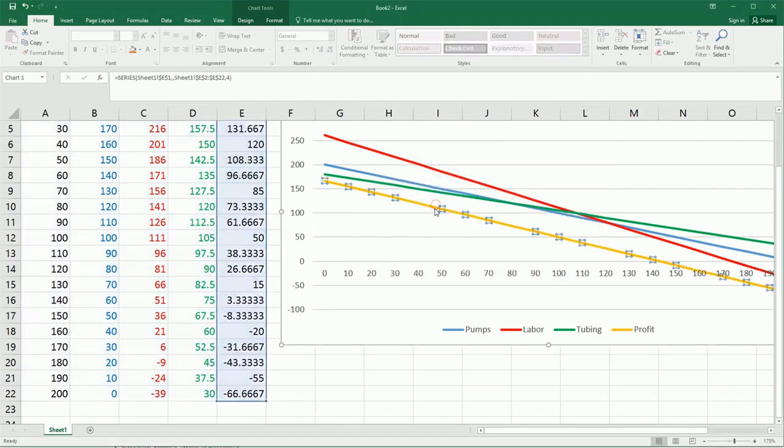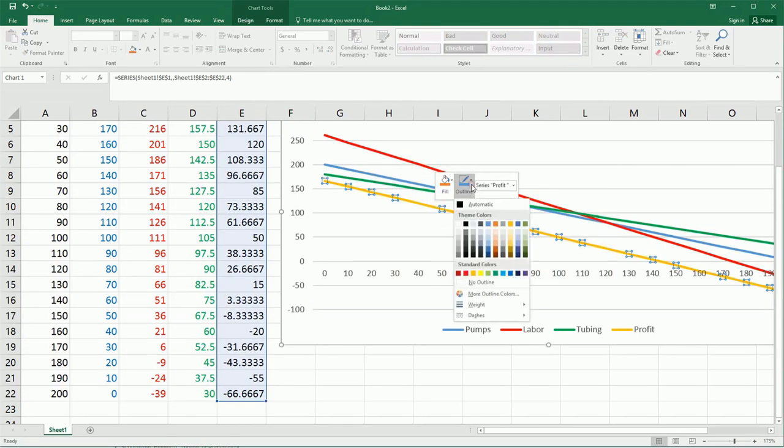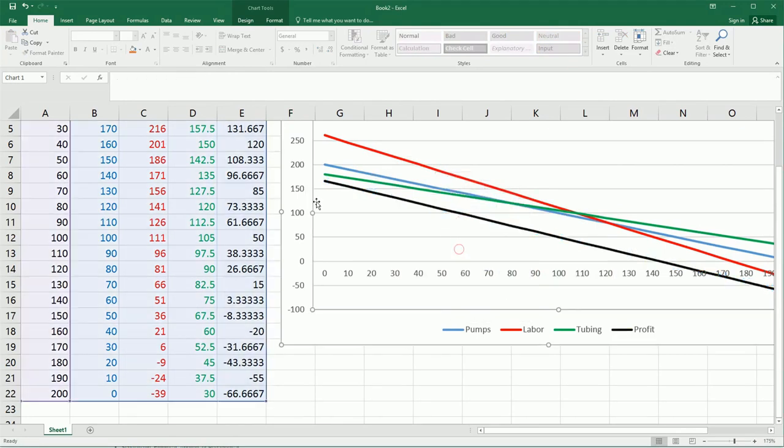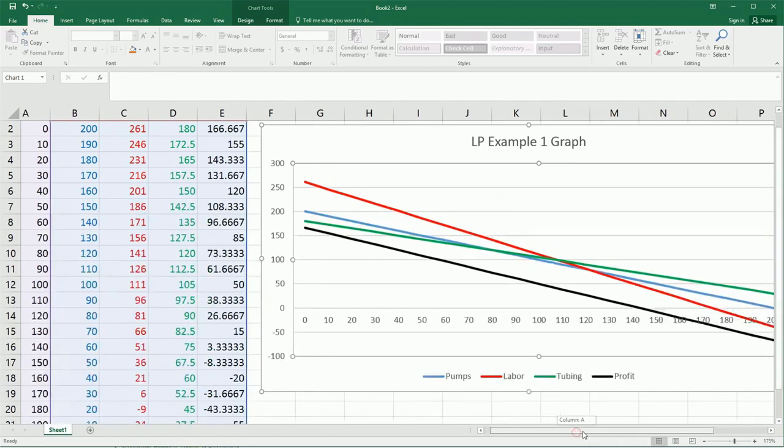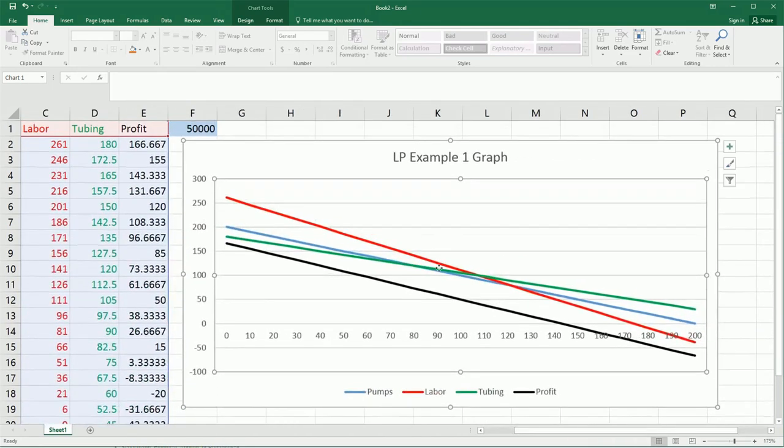Okay, now it's yellow. I'm going to change that to black. So that black line is now my profit line. As I put numbers in for my profit, it's going to show me the possible profits. So if I want to make $50,000 worth of profits, I can make any combination along this line. So I can produce 80 units of x1 and about 70 units of x2. And that'll then satisfy my profit constraint.